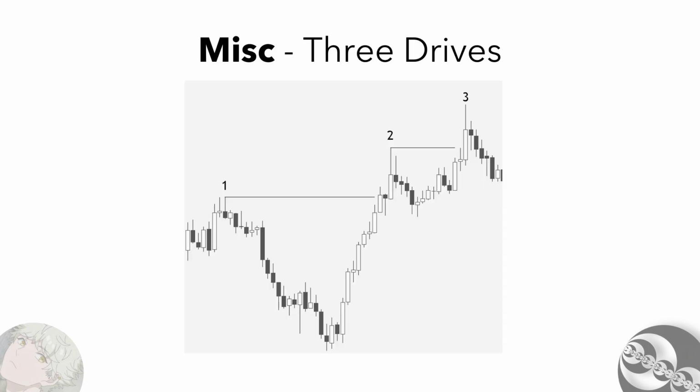3 drives is when there are 3 consecutive highs or lows, with each of them being higher or lower than the previous one. This indicates exhaustion in the buying or selling pressure, and can be a good place to look for reversals. Usually, you'll want to combine this with other concepts such as PD arrays and SMTs.